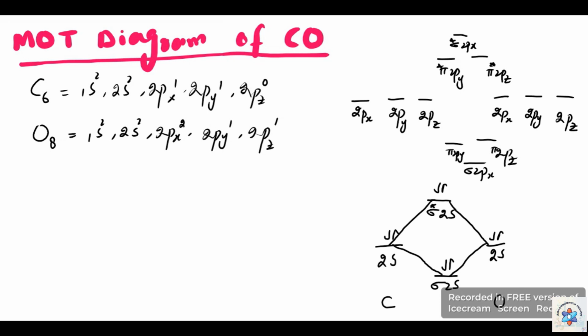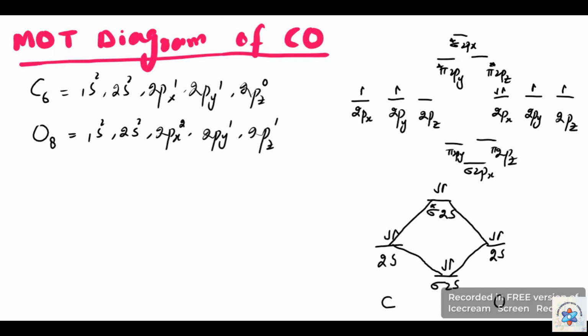As we know, the 2px orbital of carbon has only one electron, and its 2py orbital also has only one electron. Now look at the electronic configuration of oxygen. As it's clear from the picture, the 2px orbital of oxygen contains 2 electrons, and its 2py contains only one electron, and its 2pz orbital also contains only one electron. Now electrons will be filled in molecular orbitals according to the Aufbau principle.